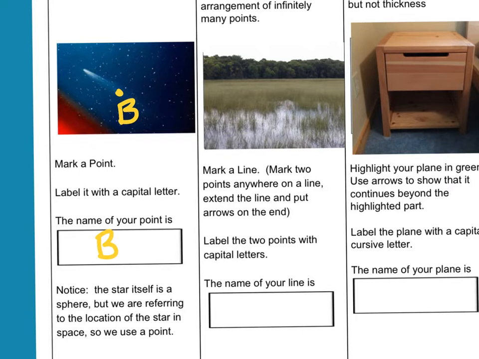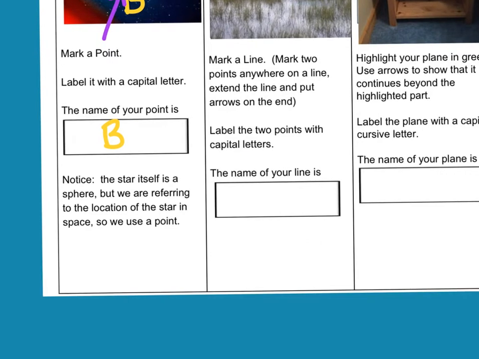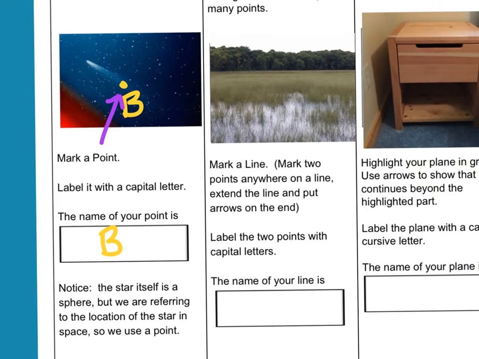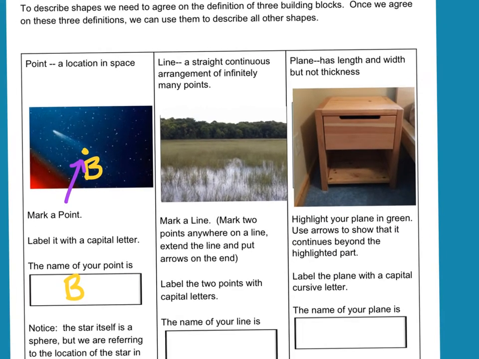We name it with a capital letter. Now, the star itself is really a sphere. But when we're talking about this point in space, we're just talking about where it is, its location. We're so far away that we just want to talk about its location in space, or its point. That is the point. A line is a continuously straight arrangement of infinitely many points.